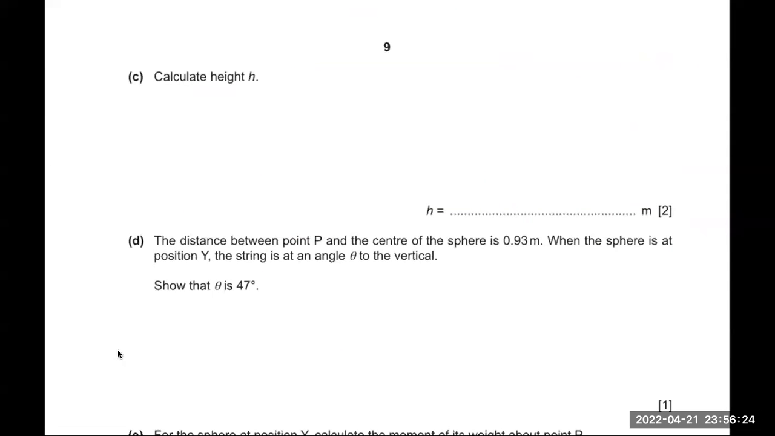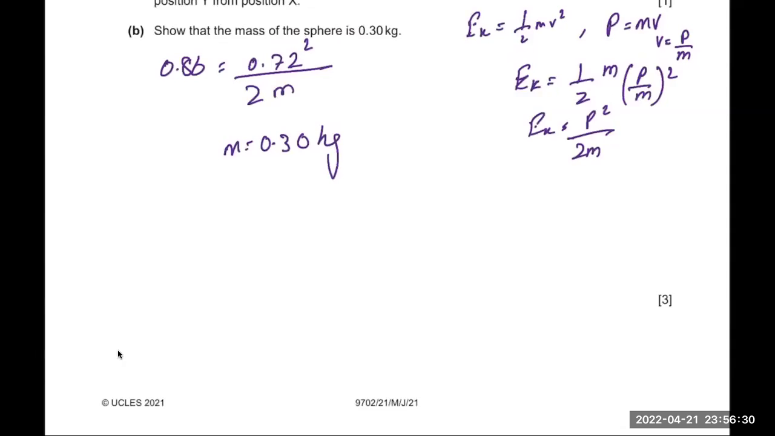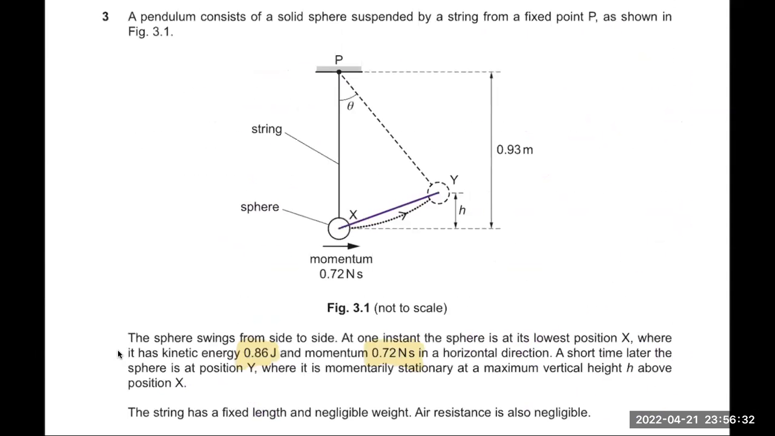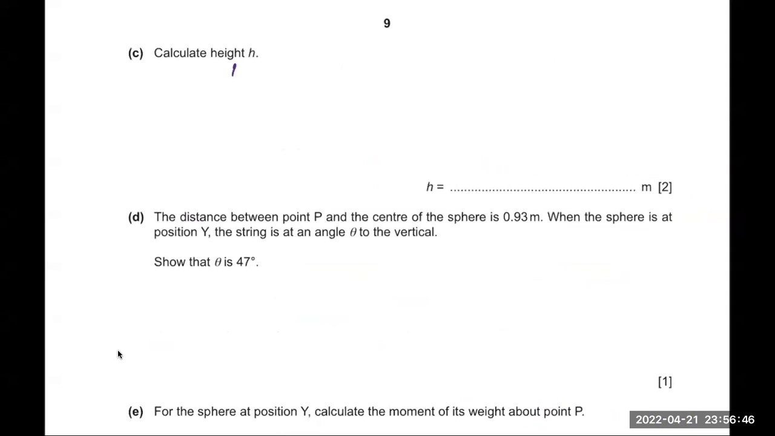Calculate height h. What is height h? Now, how do we calculate height h? We know that the kinetic energy at this point gets converted into gravitational potential energy at point Y. Because there's no other form of energy at point Y, and there are no losses, all of the kinetic energy gets converted into gravitational potential energy. EK gets converted into EP.